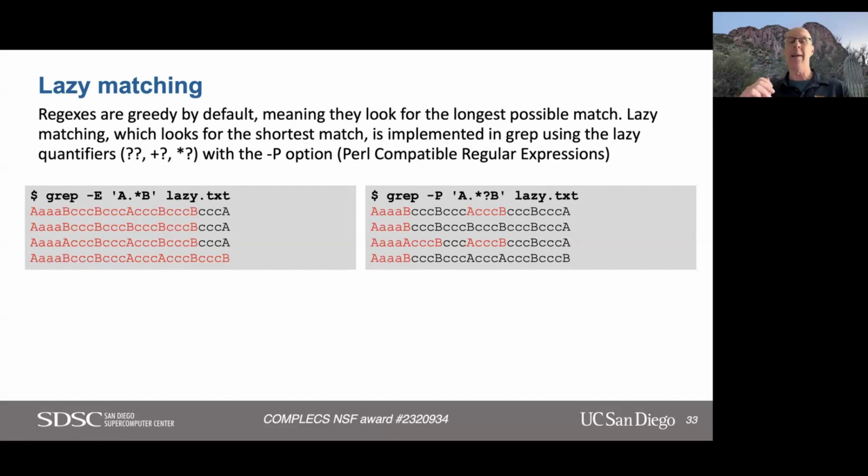If I do a lazy match instead, here using Perl-compatible rather than extended regular expressions, A.*?B, so we replace the star with star question mark, we get the lazy matches. So we look for the shortest possible matches of A followed by a string of characters followed by a B. And you'll notice in the first and the third lines, we actually return 2 matches.